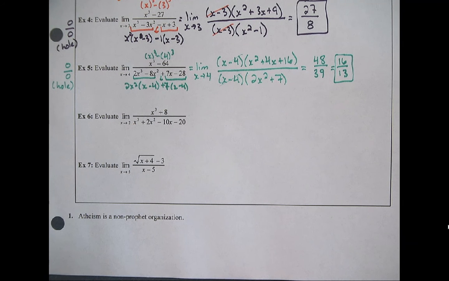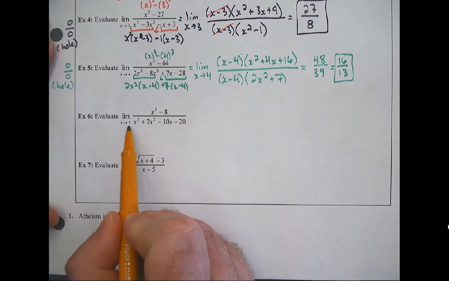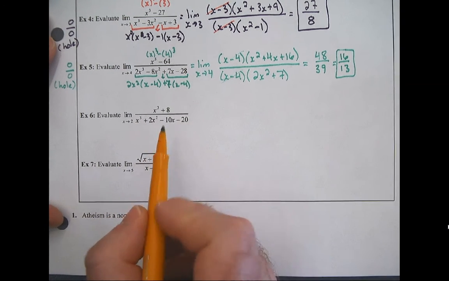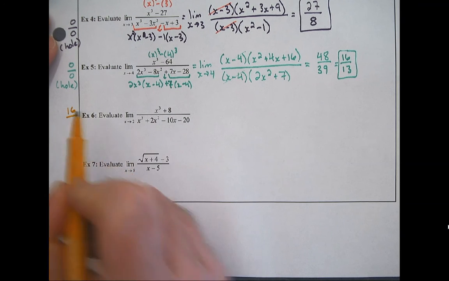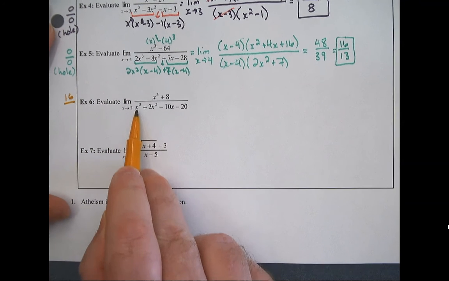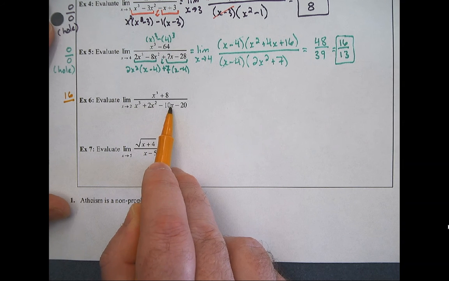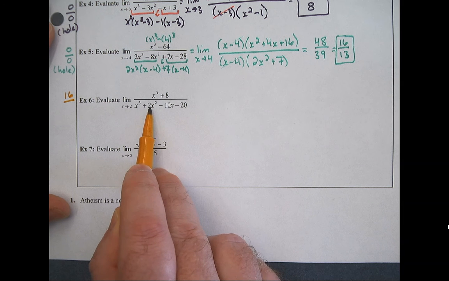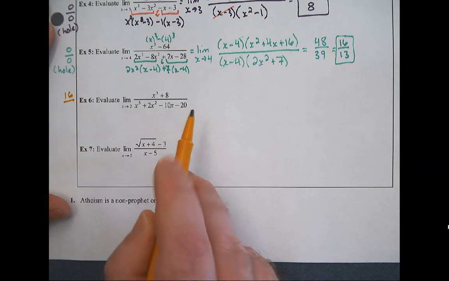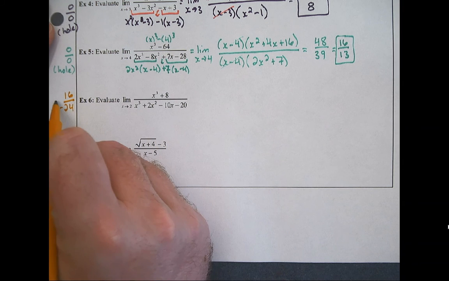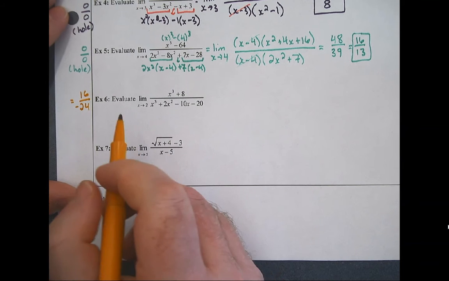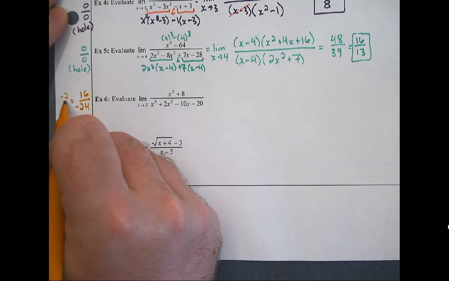Okay, hopefully you did direct substitution first. If you did, you're already done. I don't know how many of you actually tried it, but direct substitution, when I put 2 in here, that's 8. 8 plus 8 is 16. When I put 2 in here, that's 8. That's 4, that's 8, that's 16, that's 20 minus 20. So 16 take away 40 is negative 24, which reduces to negative 2/3.